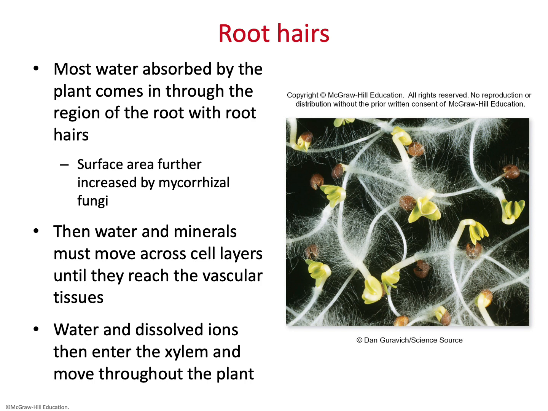You can see in this picture, these are seedlings. This fuzzy looking area is the root hairs. Water and minerals are absorbed from the soil through the root hairs. You also learned about mycorrhizal fungi when we talked about fungi in our previous lecture. The surface area of the root is further increased by these mycorrhizal fungi, and water and minerals must move across cell layers until they reach the vascular tissue. Water and dissolved ions then enter the xylem and move through the plant.